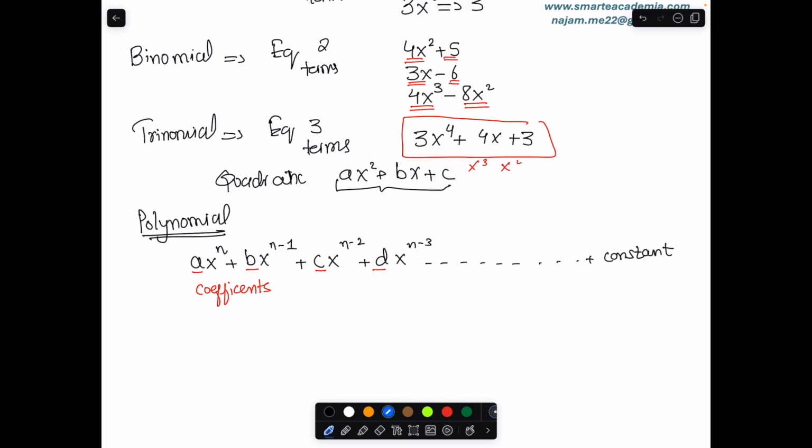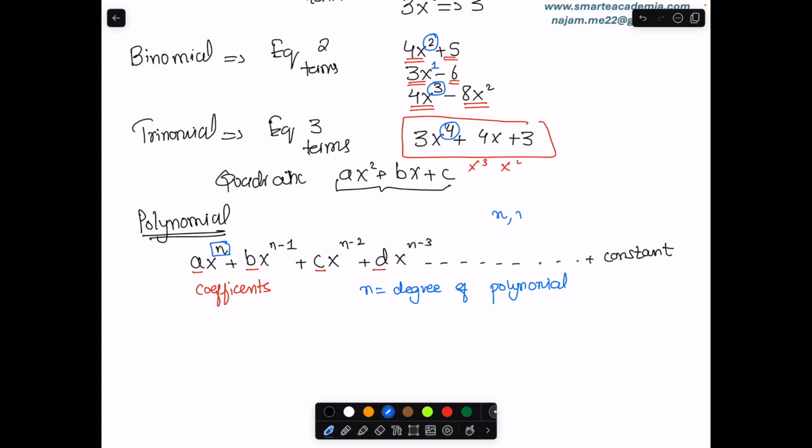The second thing to understand is this particular power n, the maximum power in a polynomial. This is what we call the degree of the polynomial. For instance, in this case, the degree of the polynomial is 4. For this one, the degree of the polynomial is 3. For this one, the degree is 1. And for this expression, the degree of the polynomial is 2. So the maximum power defines the degree of the polynomial.